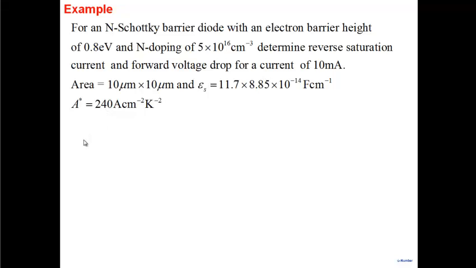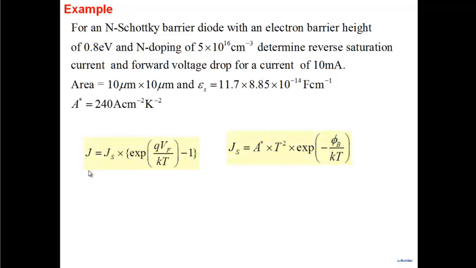I know people will not remember the expression, so here it is. J equal to Js. It's a usual diode equation: J equal to Js exponent qV by kT minus 1. Js is the Richardson constant, T squared, exponent minus phi b by kT.